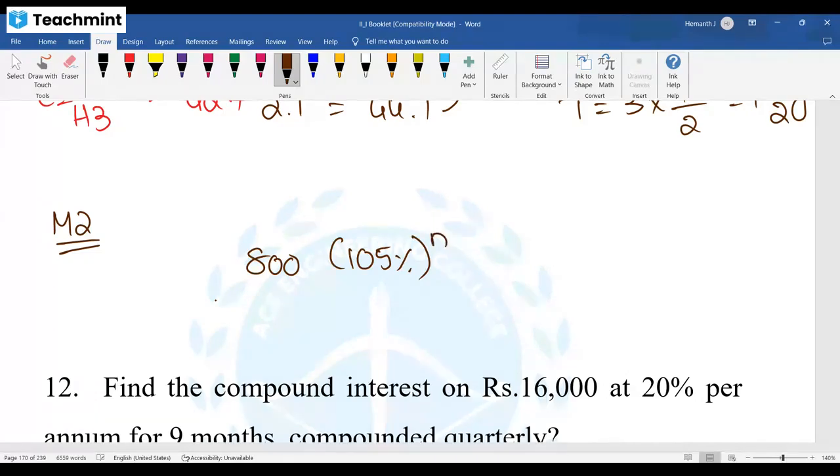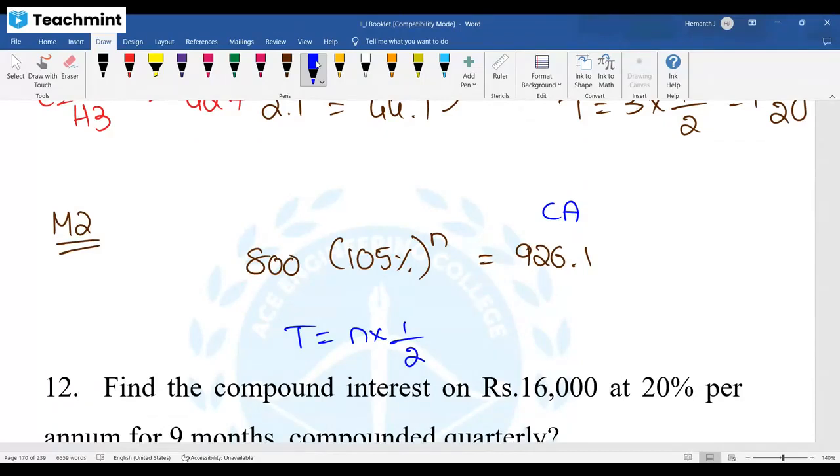Whole power n should be equal to 926.1. What is that 926.1? It is the compound amount. 800 should become 926.1. How many times do I have to multiply with 105%? Then the time will be equal to n into half year. N is how many half years are involved. N is not the number of years here. How many half years are there?